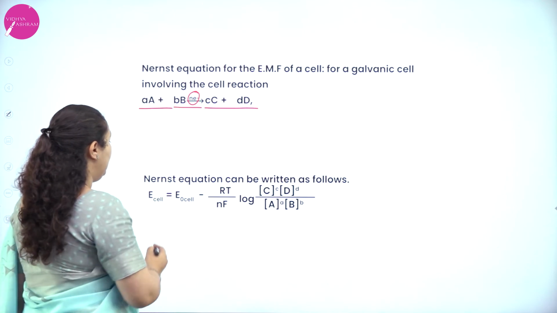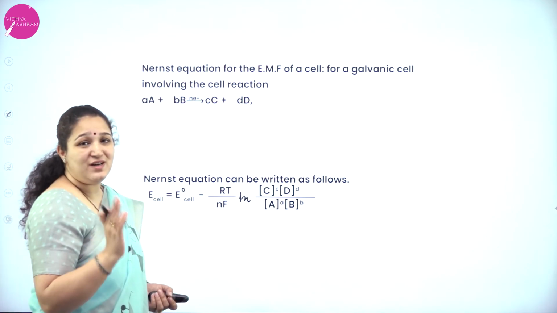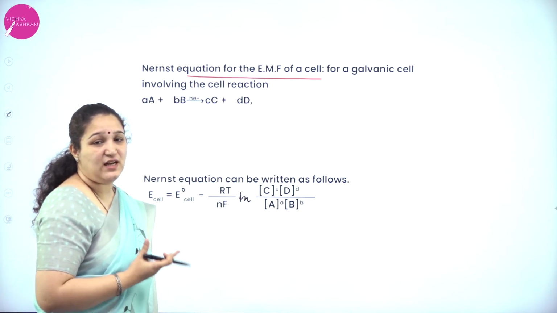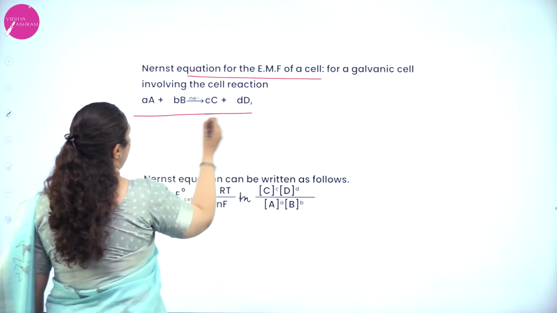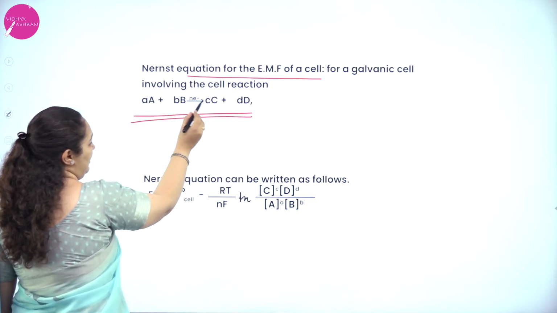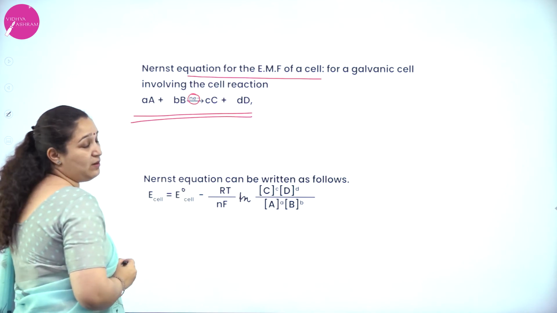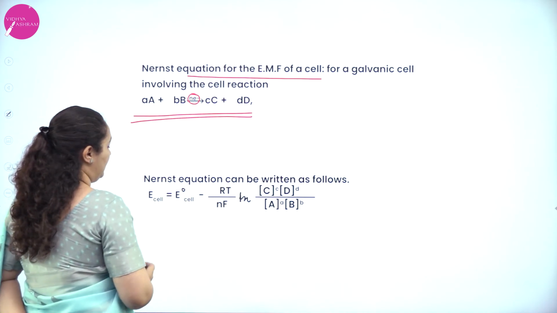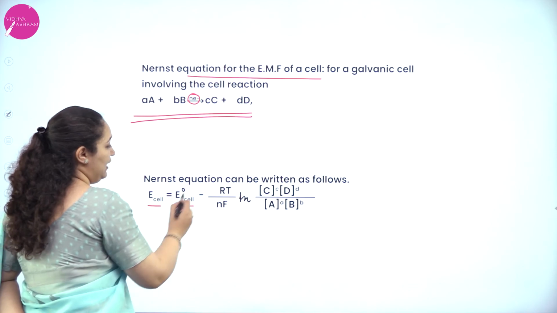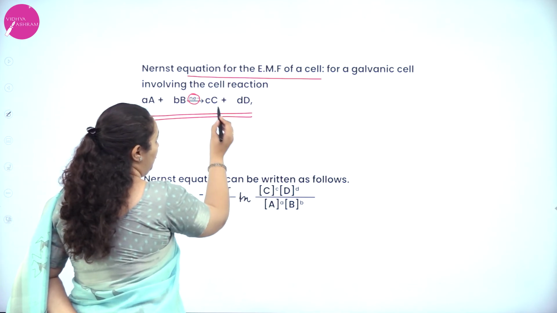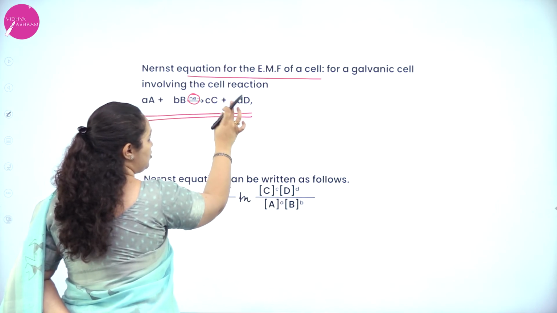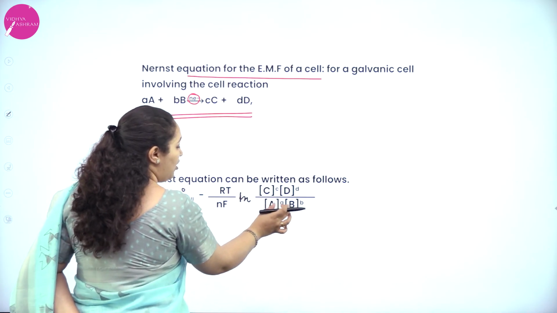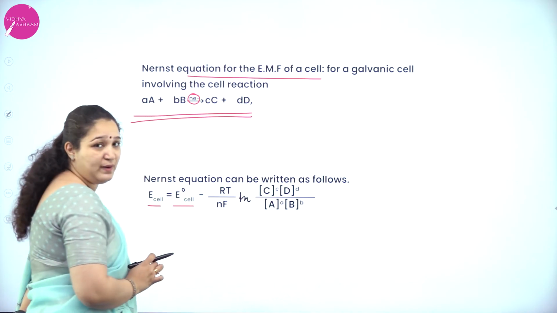Then the Nernst equation for calculation of the EMF of a cell, like a galvanic cell, can be written. For example, this is the equation: aA plus bB giving cC plus dD, and n is the number of electrons involved in the reaction. Then E cell is equal to E naught of the cell minus RT by NF ln of the molar concentration of the products raised to their appropriate powers, that is the stoichiometric coefficients, divided by the molar concentration of the reactants raised to their appropriate powers.